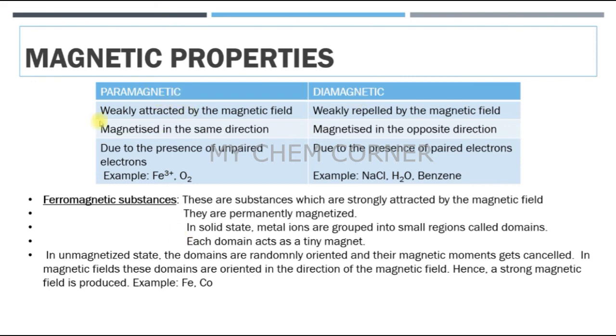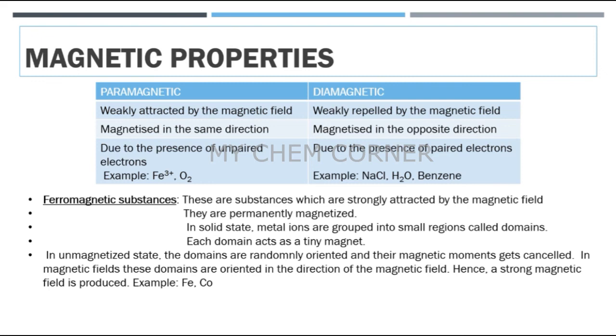So here under paramagnetic, these are weakly attracted by the magnetic field, whereas diamagnetic are weakly repelled by the magnetic field. In paramagnetic, every electron is magnetized in the same direction, whereas in diamagnetic, electrons are magnetized in the opposite direction. Now, under presence of what kind of electrons do these magnetic properties take place? For paramagnetic, it's due to the presence of unpaired electrons, and for diamagnetic, it is due to the presence of paired electrons. Examples, you can either give these as examples or you can give from MOT from last year's syllabus.